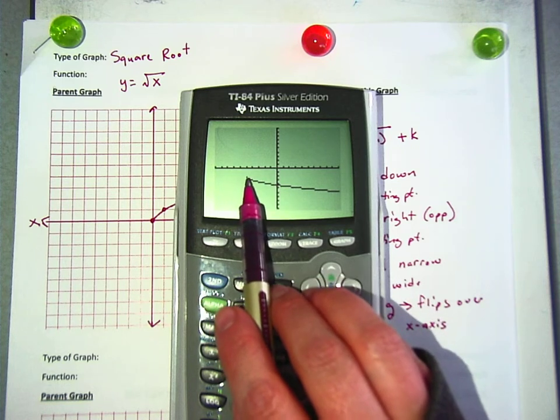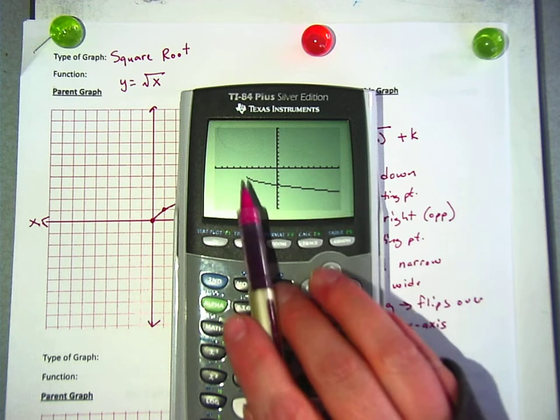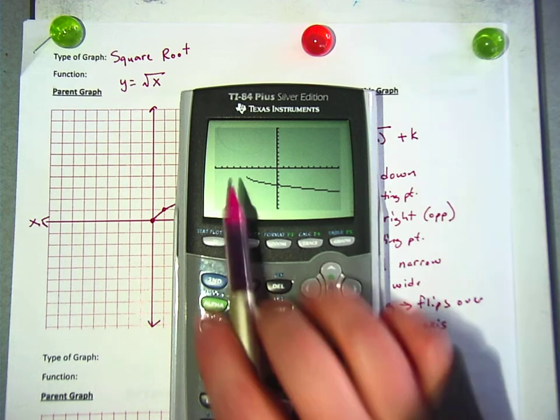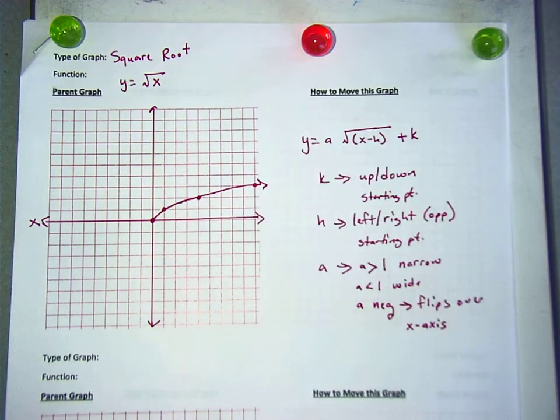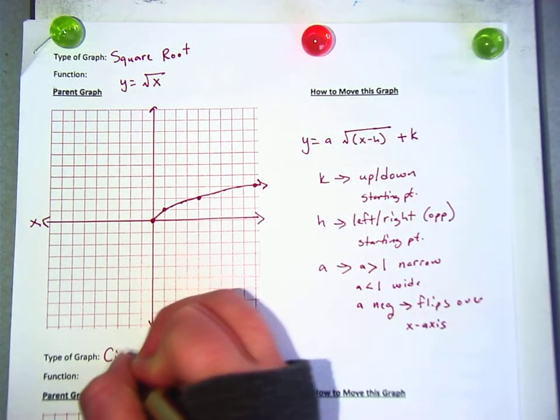Oh, it always goes to the right, basically. Right. Okay. It does. It always moves to the right, and now it's underneath. Okay. Last one, a circle.